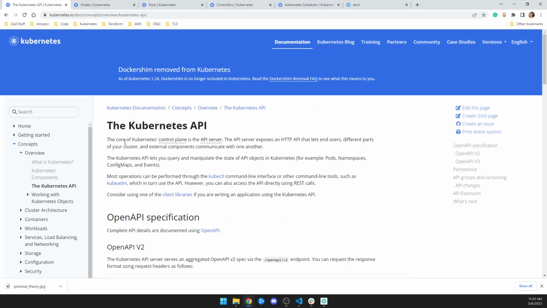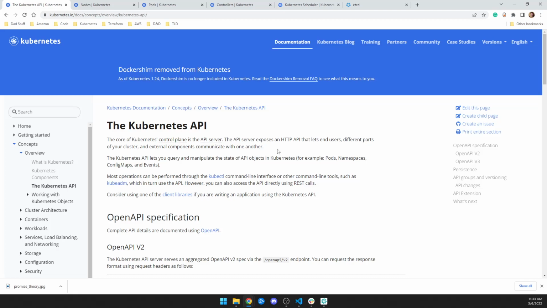And that's the core of the control plane, the API server, and it exposes an HTTP API that lets you or different parts of your cluster communicate with one another. It's like the switchboard operator, right? So the API lets you query and manipulate the state of API objects in Kubernetes so you can change the pods, the namespaces, config maps, whatever. Most operations can be performed through the kubectl command line interface, or kubeadm if you're using that. But you can also do it directly using REST calls.